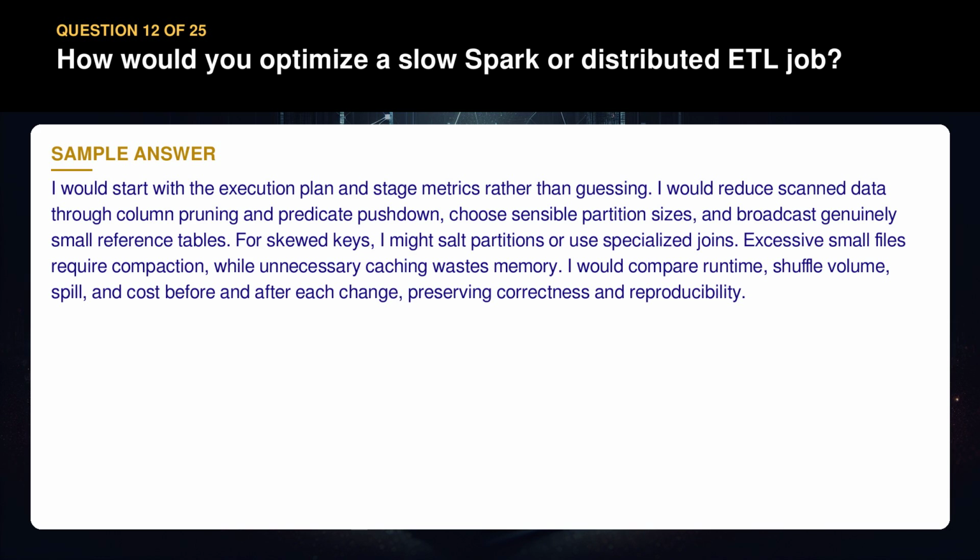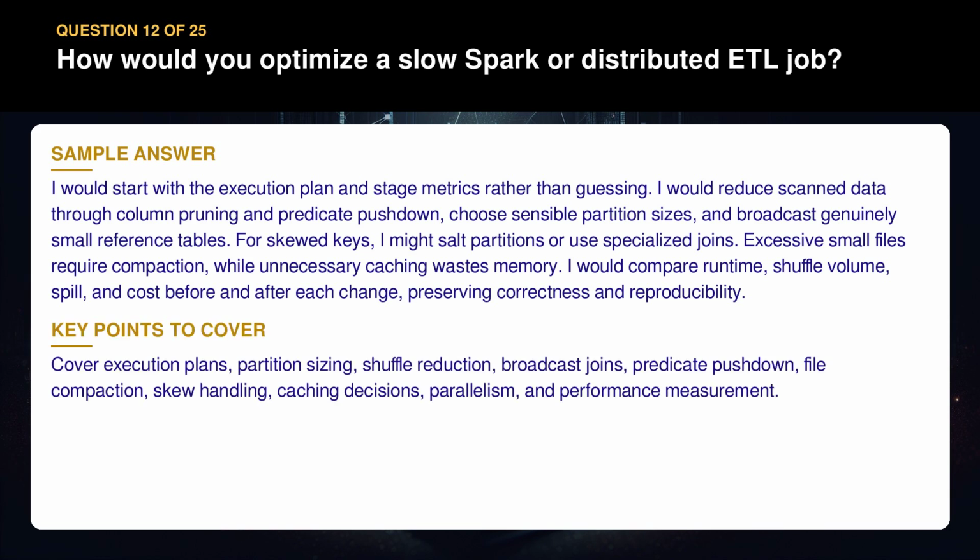Excessive small files require compaction, while unnecessary caching wastes memory. I would compare runtime, shuffle volume, spill, and cost before and after each change, preserving correctness and reproducibility. Cover execution plans, partition sizing, shuffle reduction, broadcast joins, predicate pushdown, file compaction, skew handling, caching decisions, parallelism, and performance measurement.